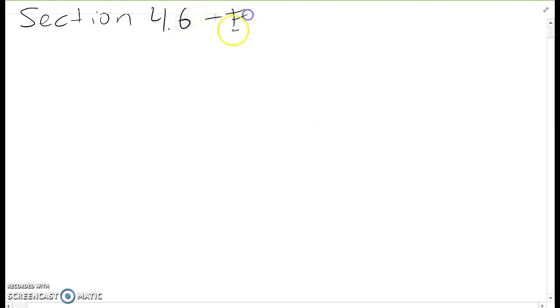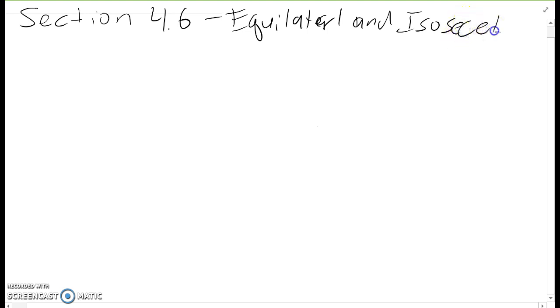4.6 Equilateral. Ooh, that's an A. And Isosceles. Wait, did I spell that right? Isoscele. I'm going to erase that. Triangles is what I didn't write there. Is what's supposed to go there.